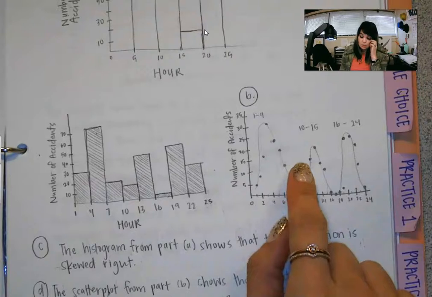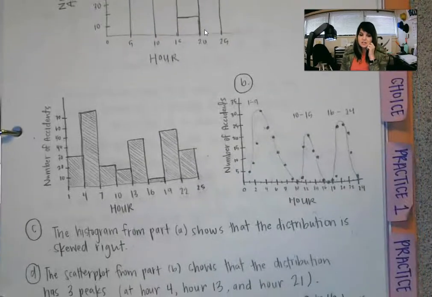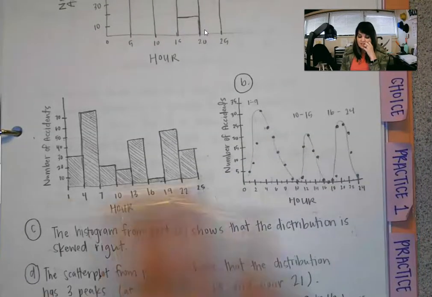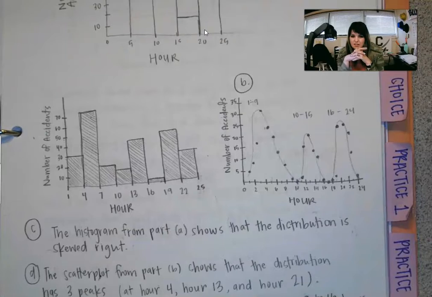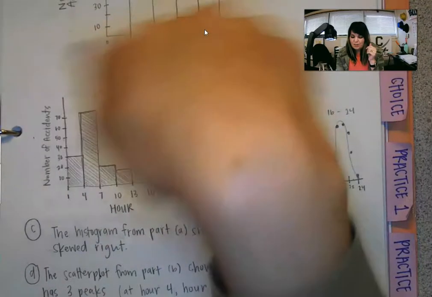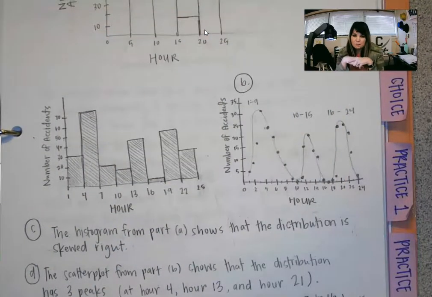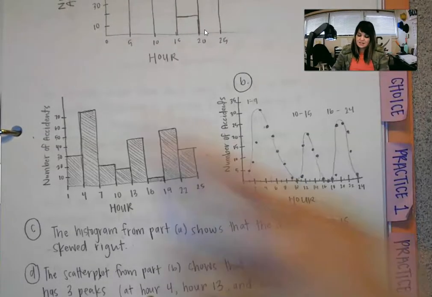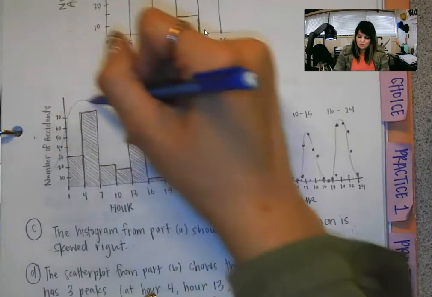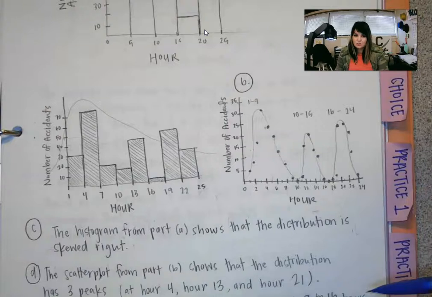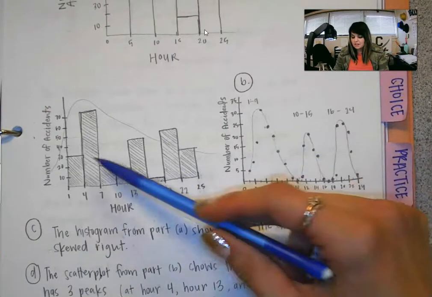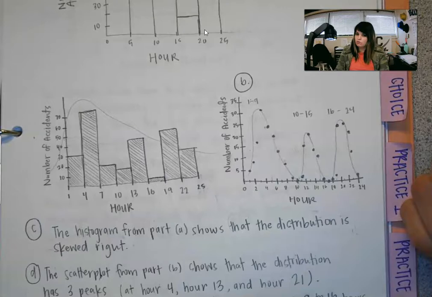So what does the histogram tell you that the scatter plot doesn't? Well, the solution to this says that the histogram is skewed right. I don't really feel good about saying that it's skewed right, but I can see how they're thinking that, like maybe they're doing this kind of a situation, which, yeah, I guess it's skewed right, but this was not obvious to me.